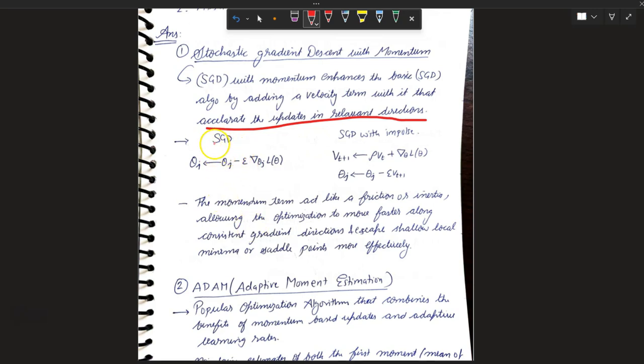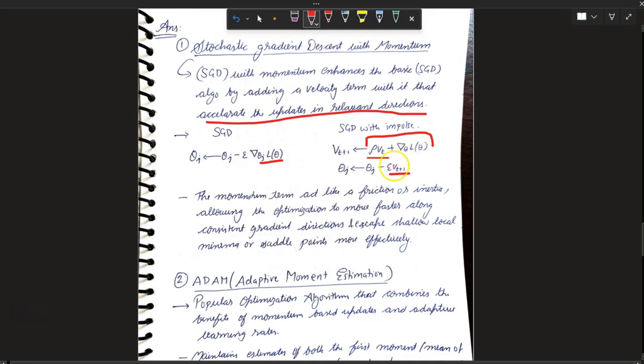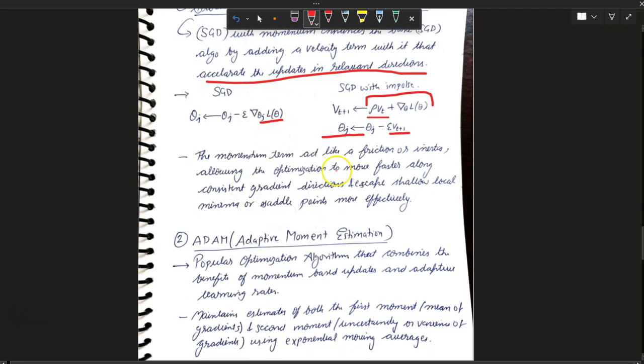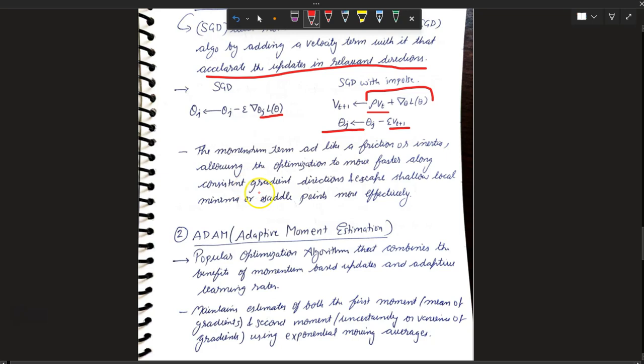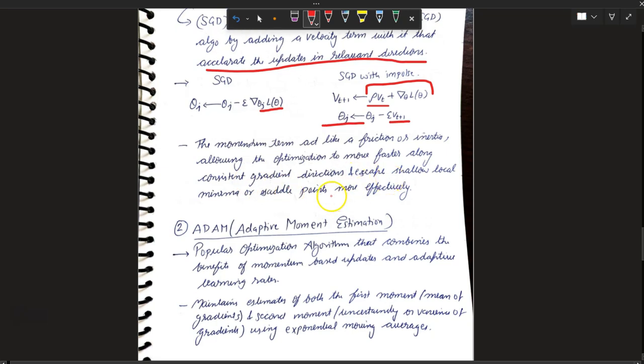As you can see, the equation for SGD is this, but the equation for SGD with momentum is this. This is the extra momentum term, and Vt plus 1, meaning all these terms, gets added, giving the result of theta j. The momentum term acts like friction or inertia, allowing the optimization to move faster along consistent gradient directions and escape shallow local minima.